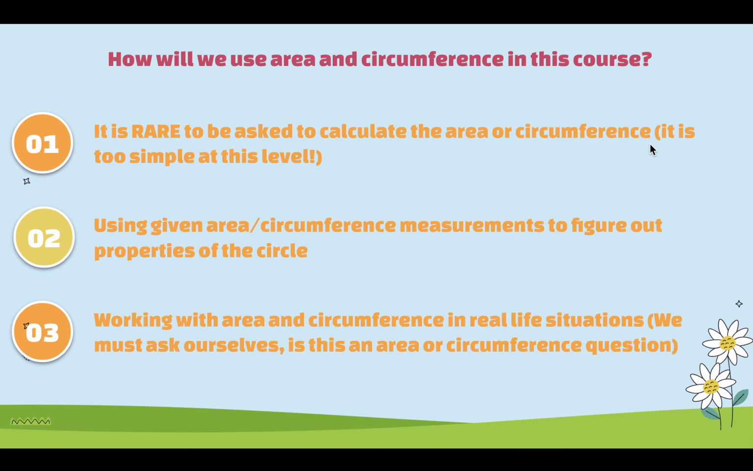Now, how are we going to use area and circumference? Well, one, they could obviously give you the diameter or the radius and say, hey, find that area and the circumference, but that's kind of rare at this level. We're really going to be working with more examples, like if we're given the area, it might say, hey, find some other information about the circle, like find the radius or find the diameter from this area. And then the third one is working with area and circumference in real life situations.